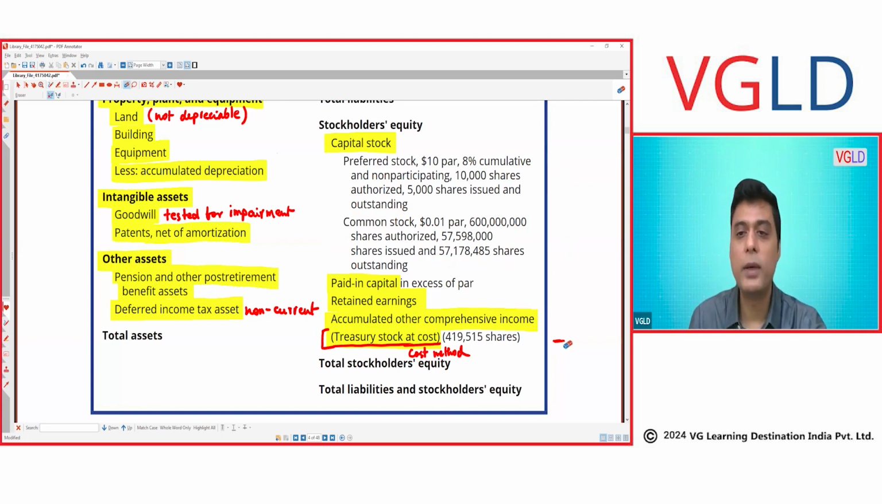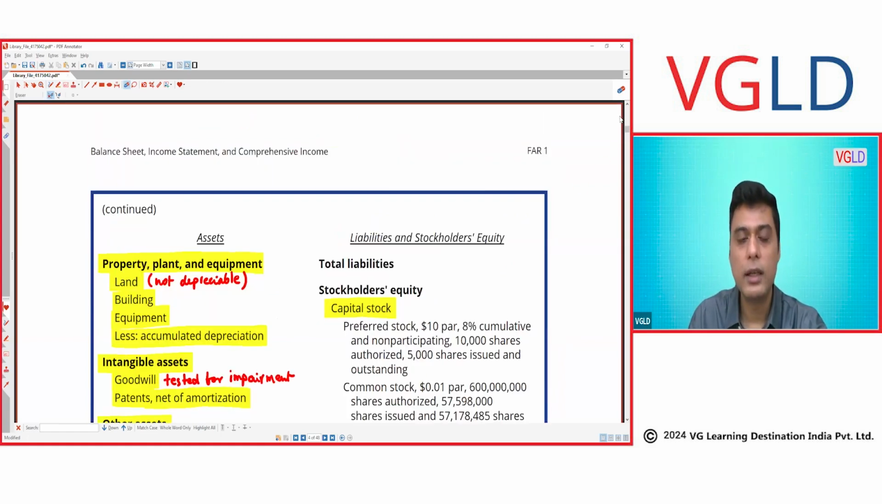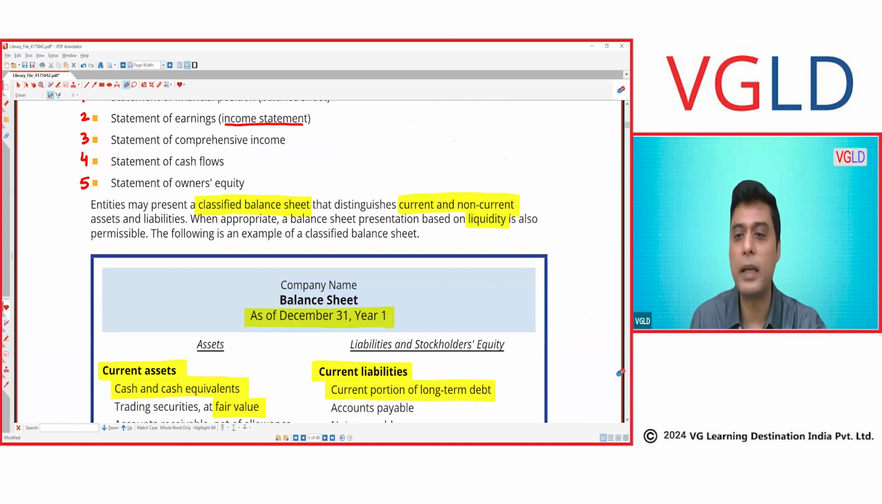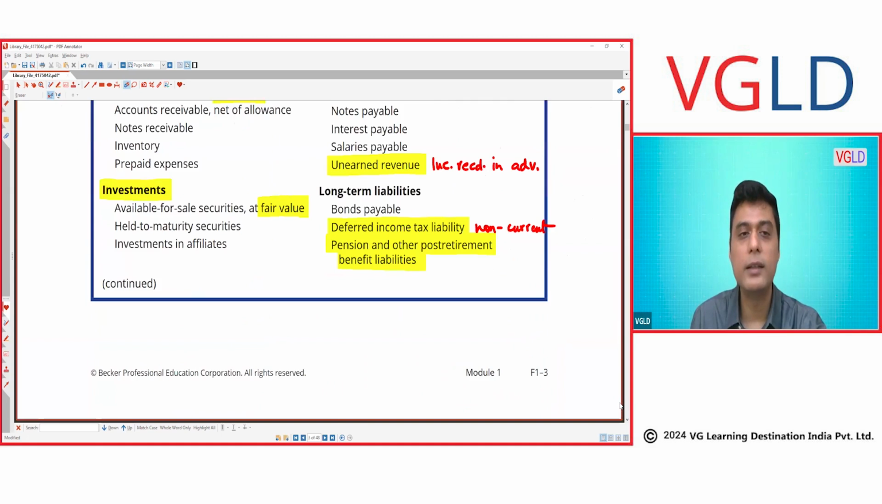Similarly, just by showing this balance sheet, if I simply ask you a yes/no question, is it a balance sheet prepared under US GAAP or is it a balance sheet prepared under IFRS? Is it a balance sheet prepared under IFRS? Of course, now you know, because obviously it is in the Becker book, it is in the CPA book. So you know that this is a US GAAP balance sheet.